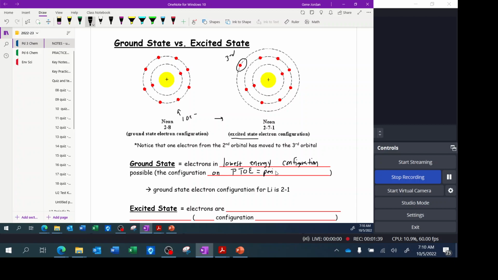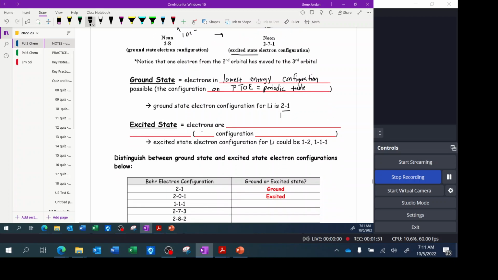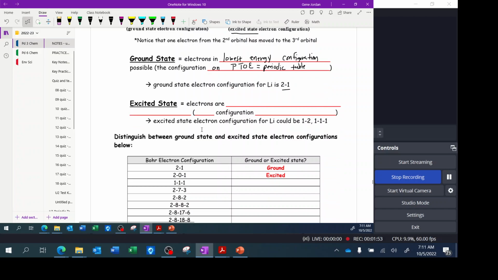I should write this down because some of you will be watching it without the sound, which is not a great idea, but I should help you out. Ground state electron configuration for lithium is 2-1. That makes sense. How about the excited state?